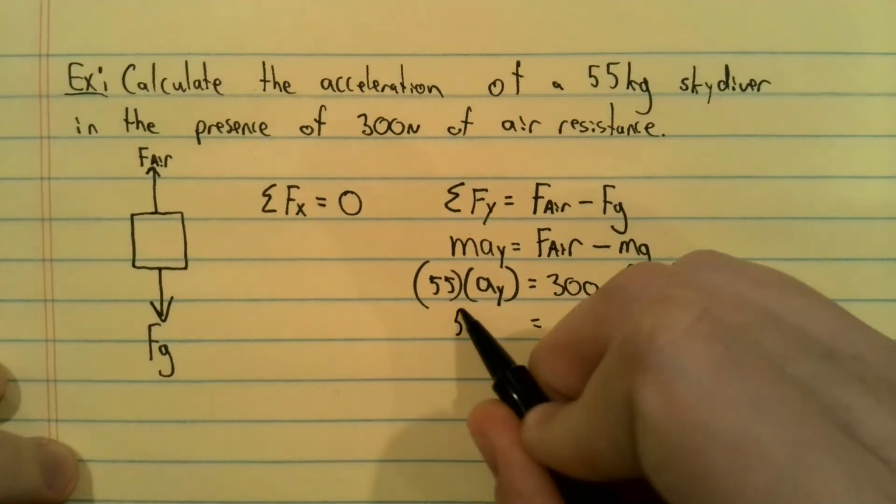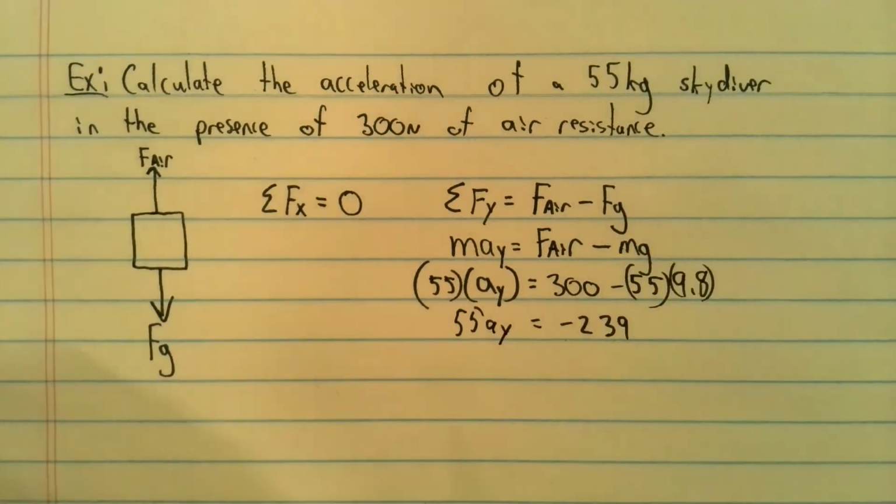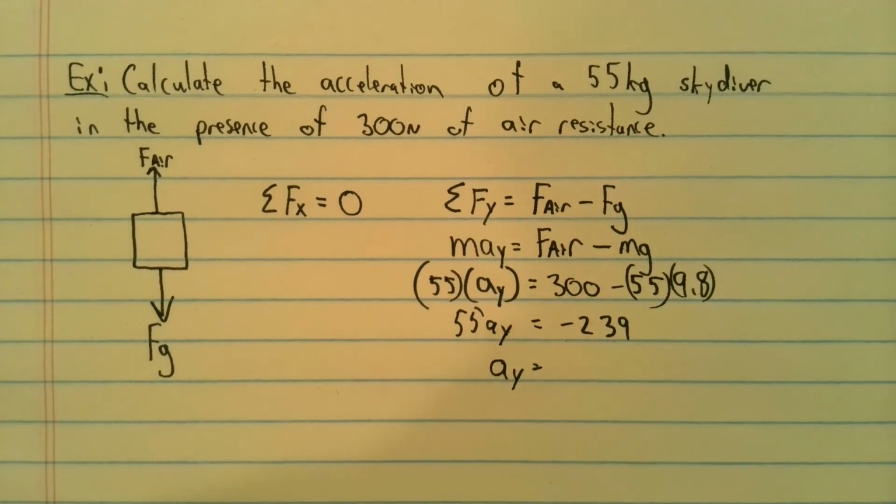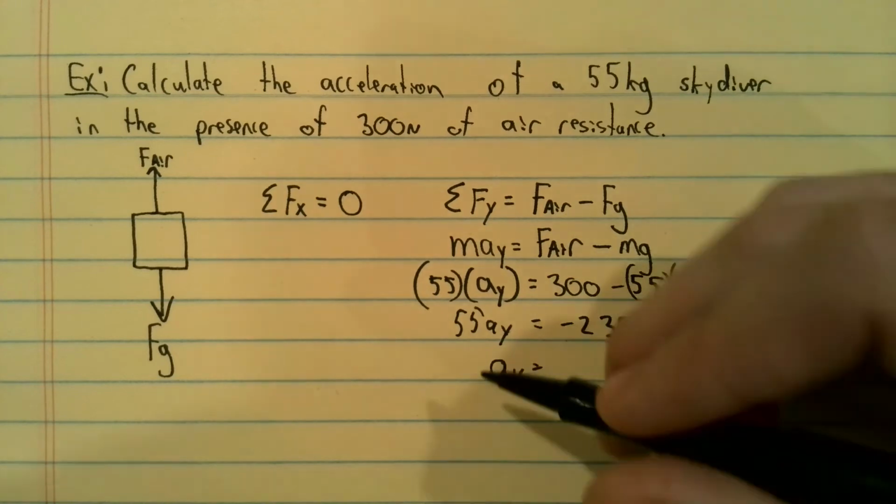We're left with 55 AY over here. We'll divide both sides by 55. So AY will be negative 4.345.